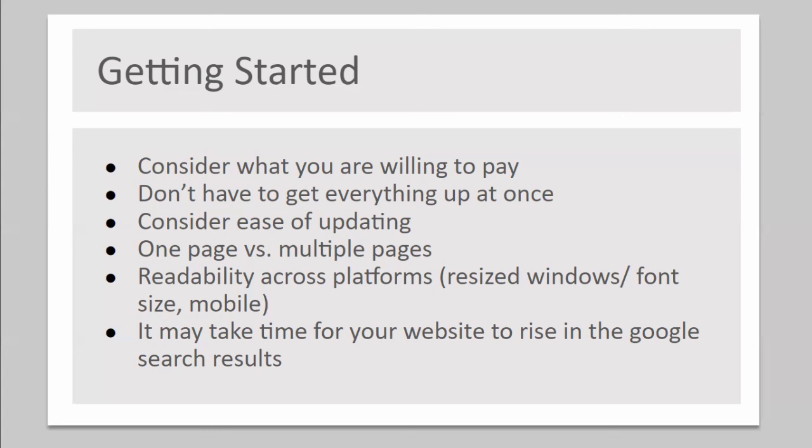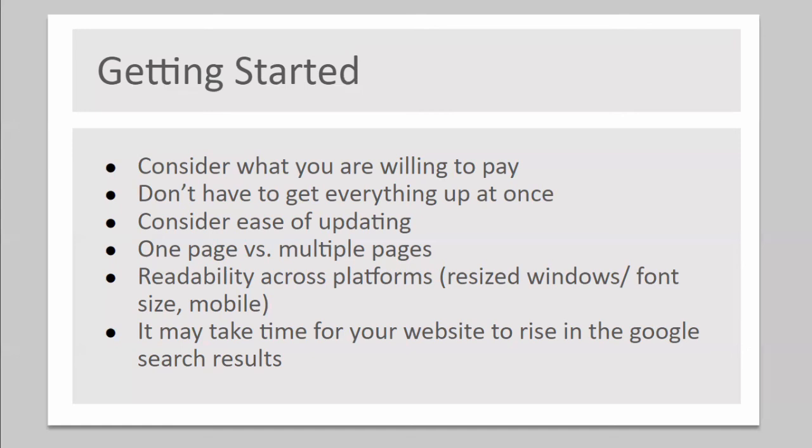And then a really important thing to consider is readability across platforms. As you're building your website, some of the platforms like Squarespace and Google Sites have a handy feature where you can see whether or not your website is easily readable in mobile format. I think they just have a button that you can toggle to look at it in mobile format. GitHub Pages doesn't have that, so that's definitely something to be careful with.